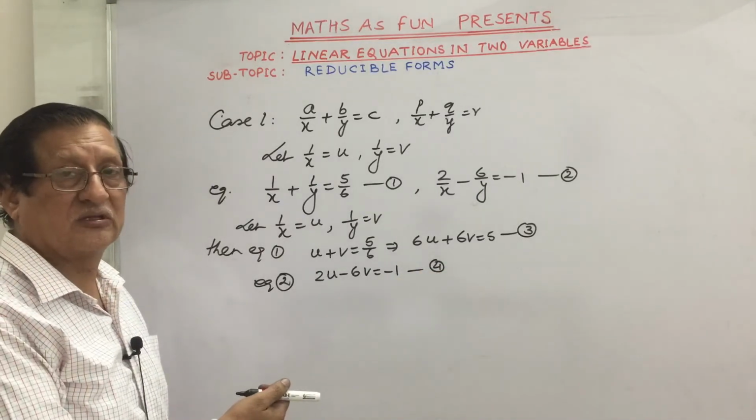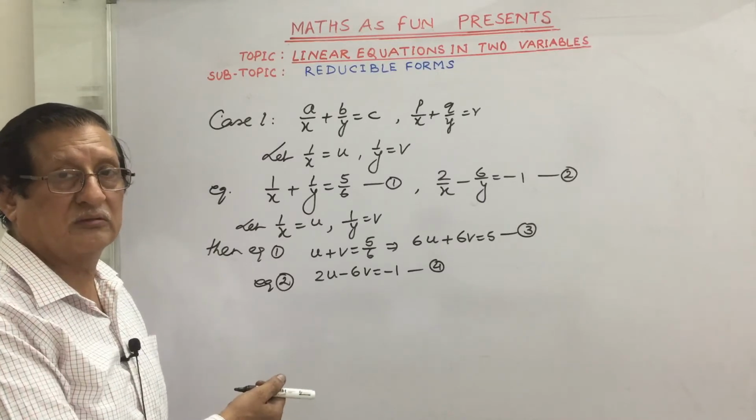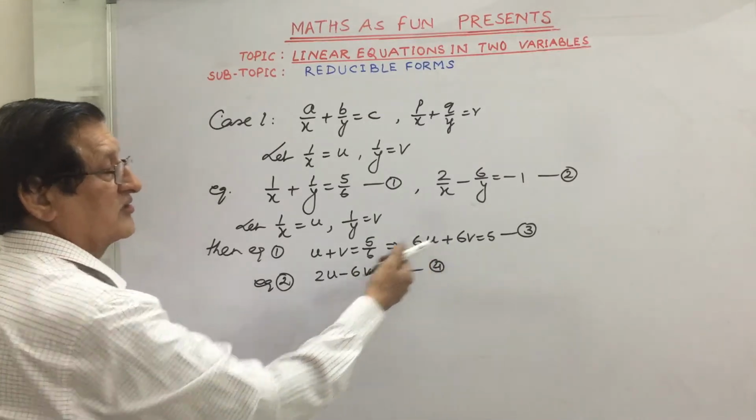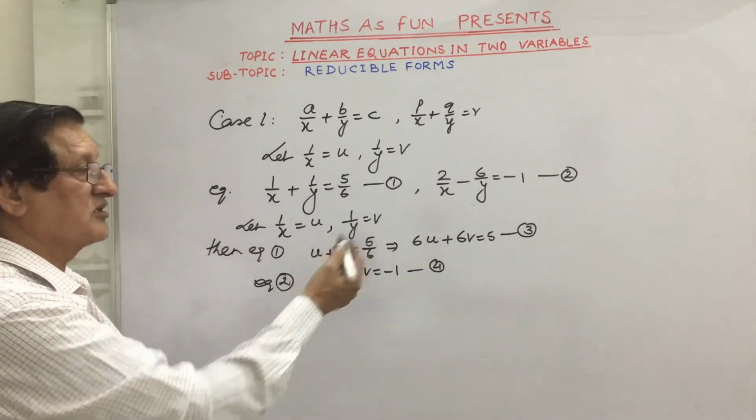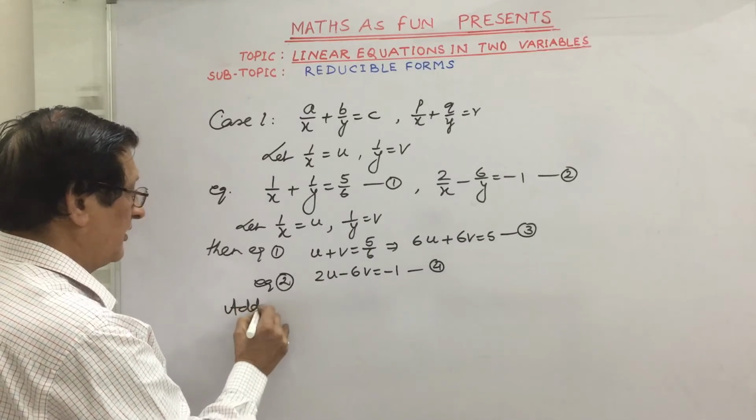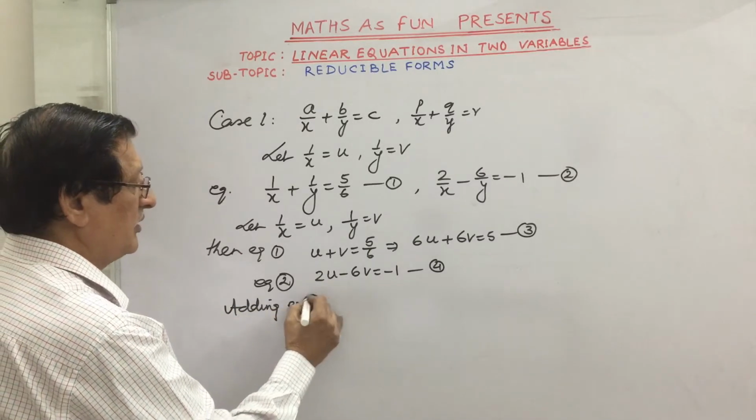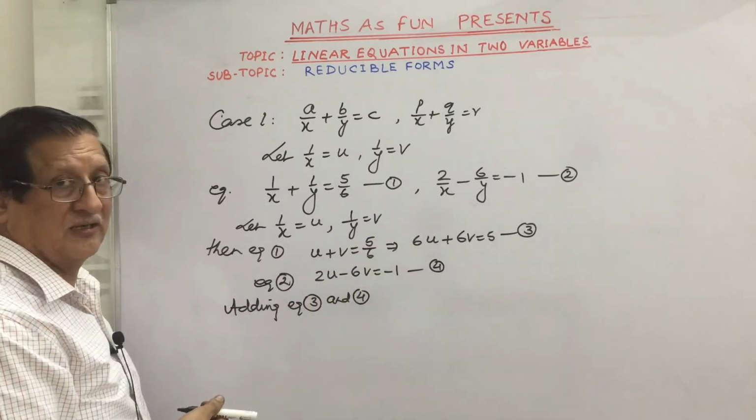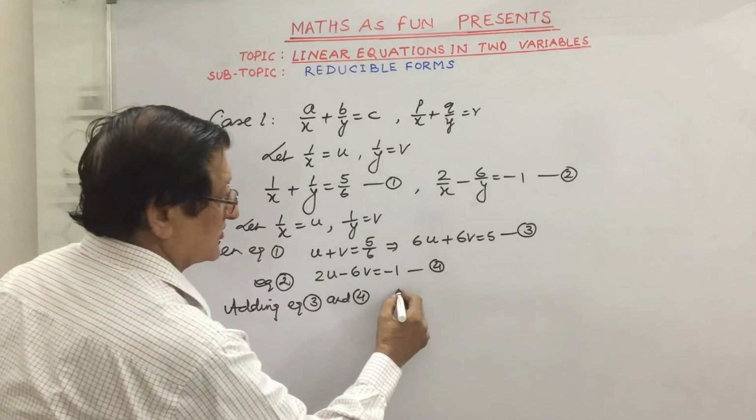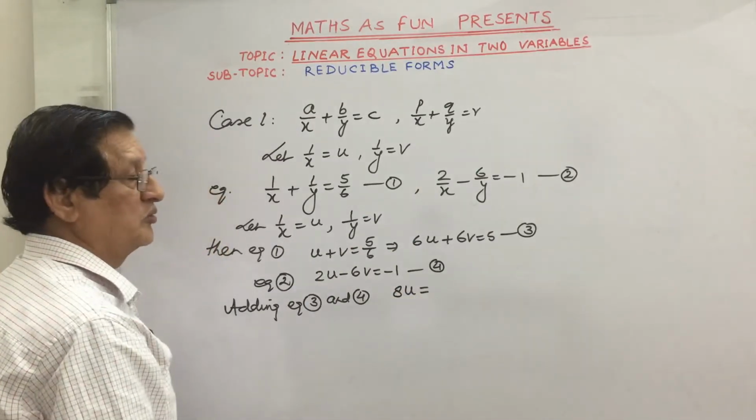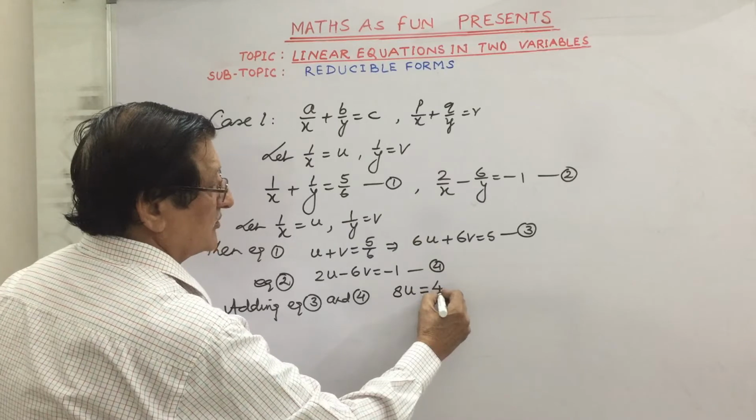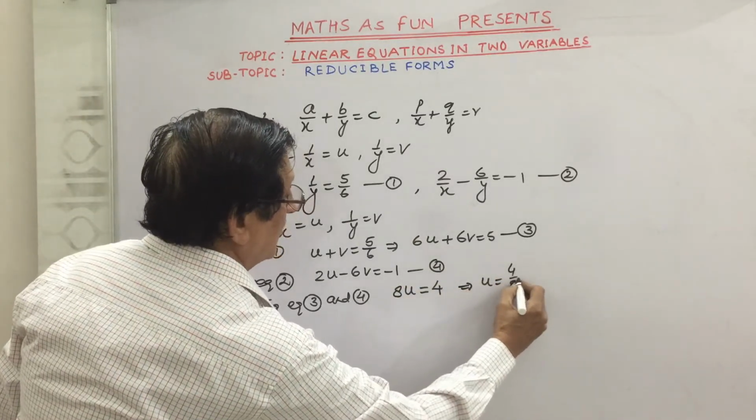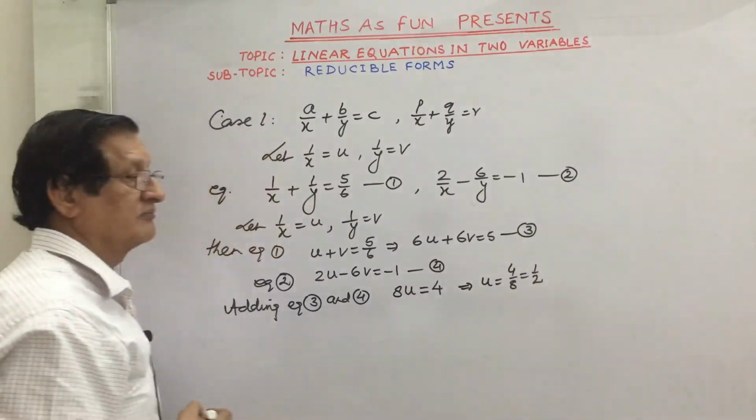And now we can use the method of elimination or any other method. Suppose we use the elimination method, we find here 6v with negative and we have 6v with positive sign. So we can just add the equations. So we are adding equation number 3 and 4. When we add them, 6v and 6v will cancel and we will have 6 plus 2, 8u is equal to 5 minus 1, that is 4. It means we are going to have u is equal to 4 upon 8, that is 1 upon 2.